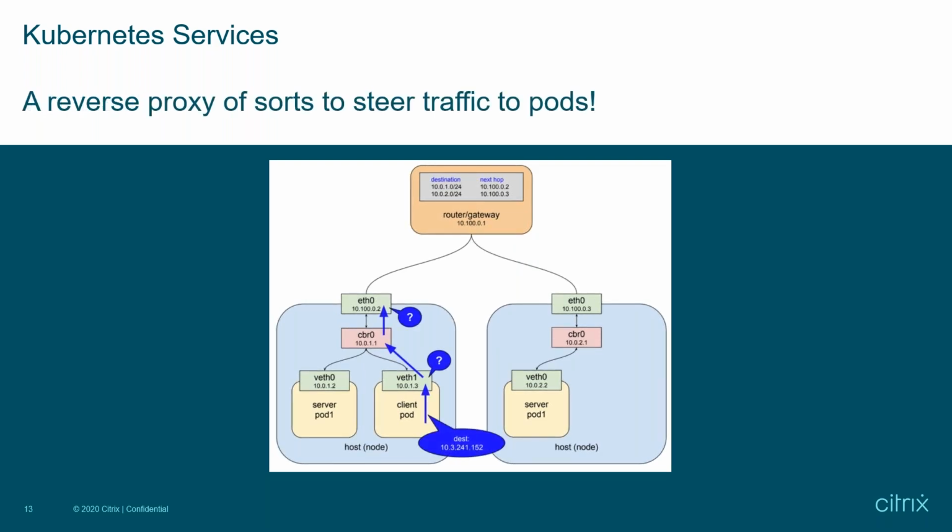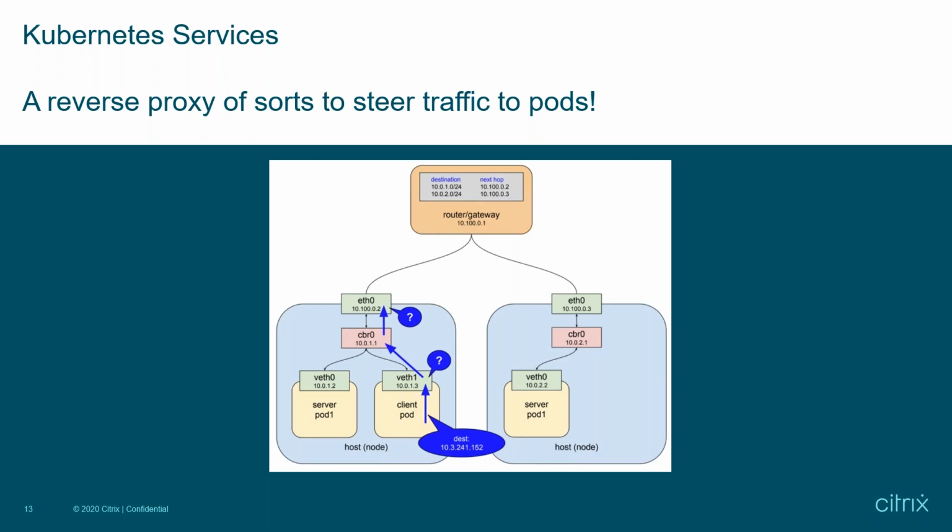So let's say the client pod is trying to connect to a server pod, and the VIP that's been assigned by Kubernetes is 10.3.241.152, which Kubernetes has randomly generated. Let's follow the traffic and see how the client pod traffic makes it to the server pod. We'll start from the bottom left and go up. The client pod says it wants to connect to 10.3.241.152 port 80.